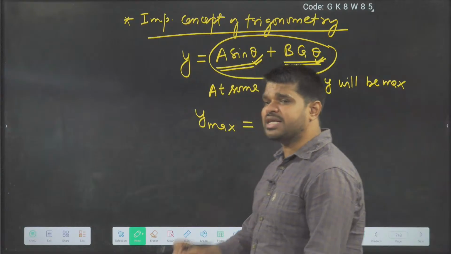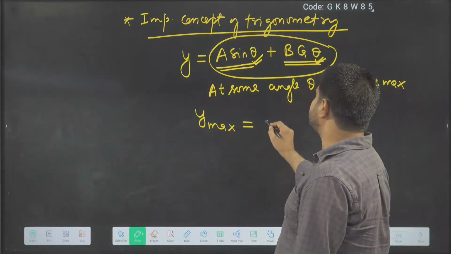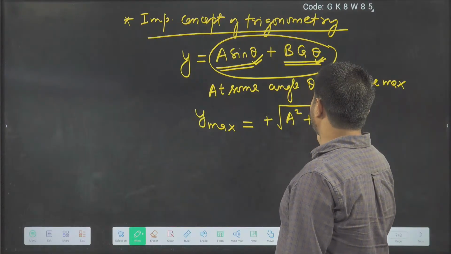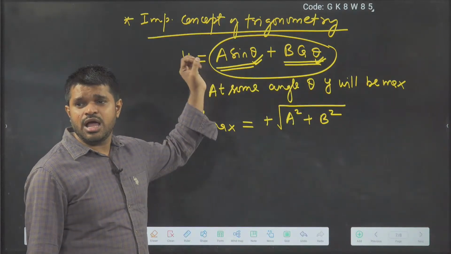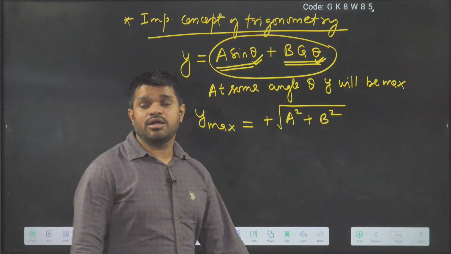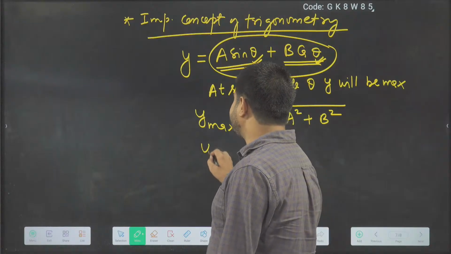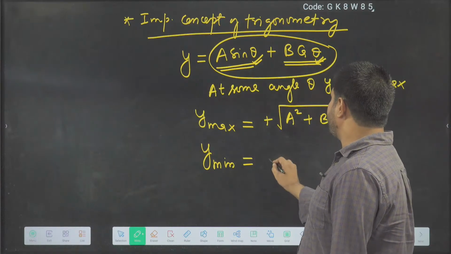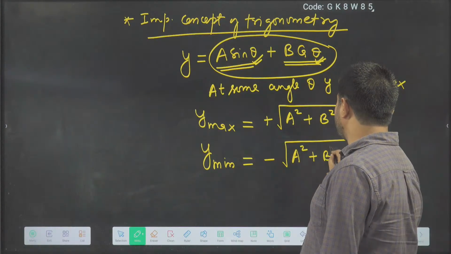Okay. So this is maximum at some value theta. And the maximum value is given by plus under root of a square plus b square. So the maximum value of this expression is under root of a square plus b square. And the minimum value is given by minus of under root of a square plus b square.